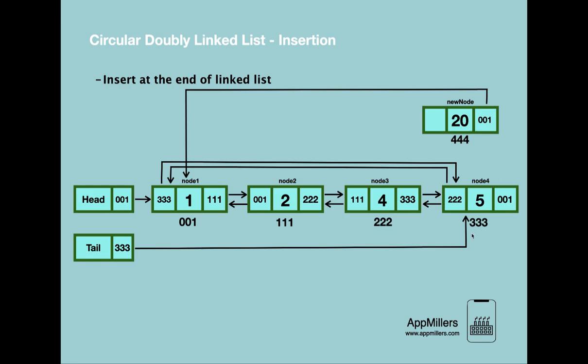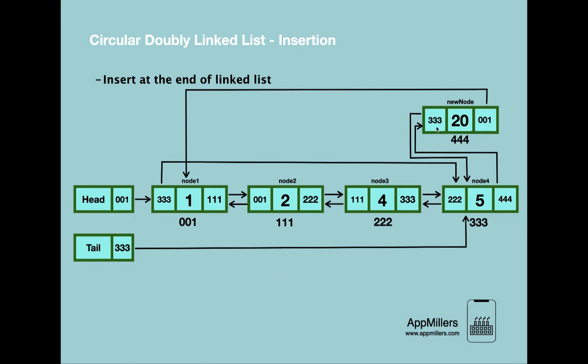Then the next thing is we need to create a reverse link between the new node and node 4. We know that node 4's physical location is 333. So if we update the previous reference of the new node to 333, it will create a reverse link between the new node and node 4. Then the next thing is we need to create a link from node 4 to the new node. If we update the next reference of node 4 to the physical location of the new node, which is 444, we will create a link between them. When we update the next reference to 444, the link from node 4 to node 1 gets deleted, because we have updated the next reference from 001 to 444.